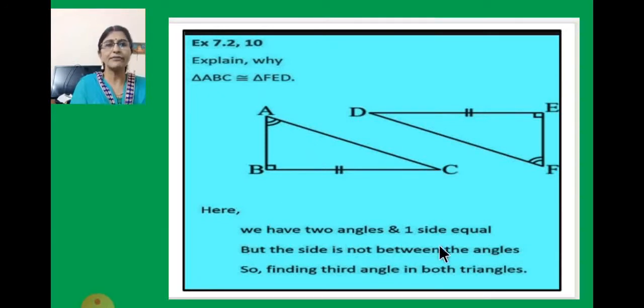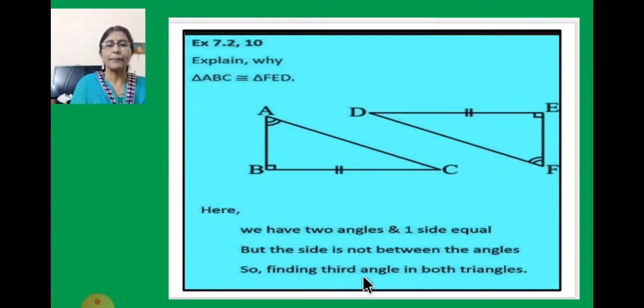So here we have two angles and one side equal. You can see here these two angles are congruent, given. This angle is congruent to this angle and this angle is congruent to this angle. But the side is not between the angles. You can see the side should be in the middle, but it is here. So it is not in between the angles. This side should be here.